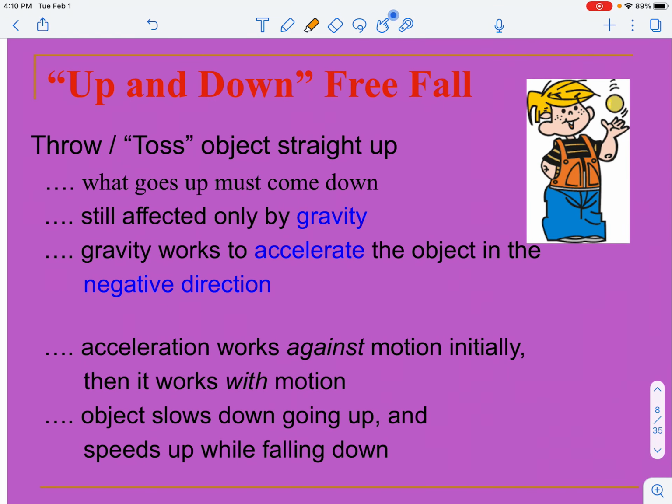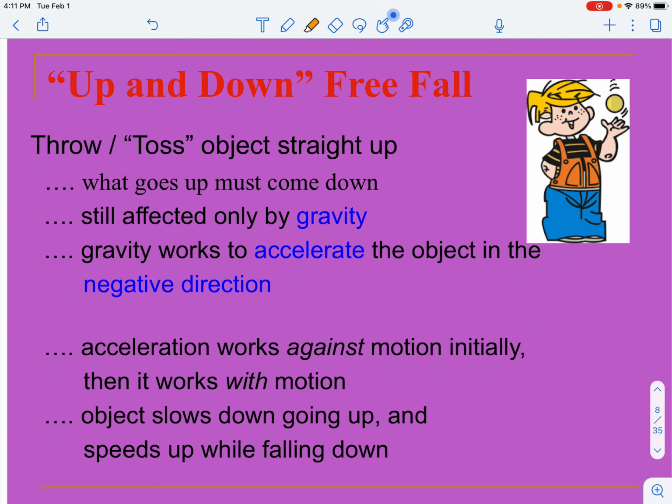So let's talk now about objects that go up and then come back down. You've probably heard the phrase, what goes up must come down. And so these objects are going to be sent in the upward, think vertically up towards the sky direction. And so we're going to send our objects up in the positive direction, but we are still going to have gravity act on it.